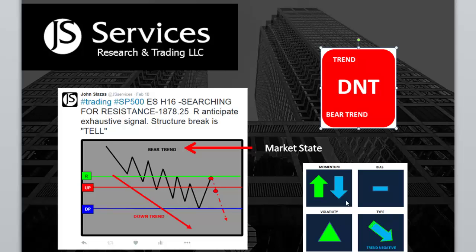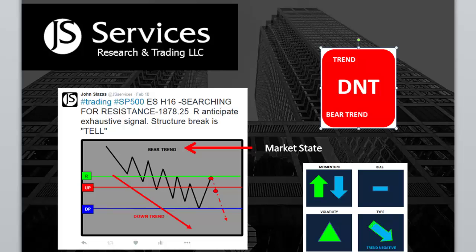The attributes of this state is that there's good momentum, has a negative bias, it's a trend negative type market, and we can expect volatility to increase. If trading is a chess game and all your tactics and indicators and signals and methods are the pieces that you play the game with, the market state is the board. It's the foundation that the game is played on.